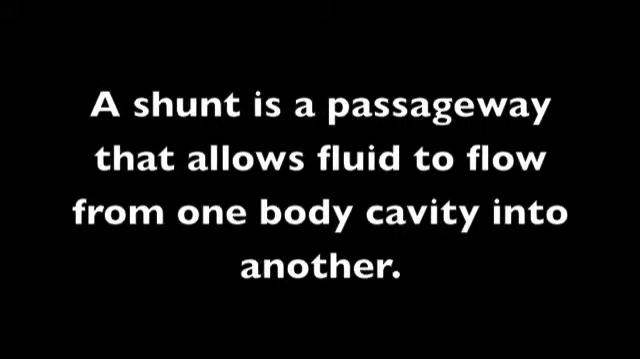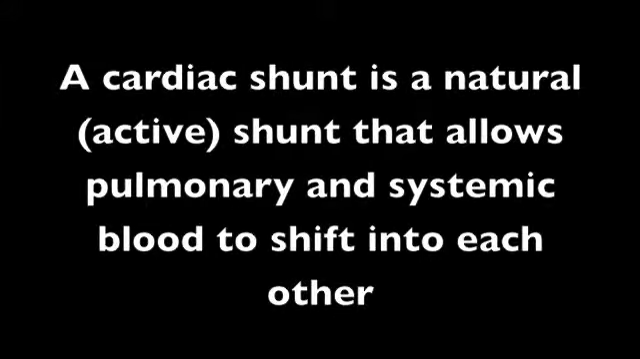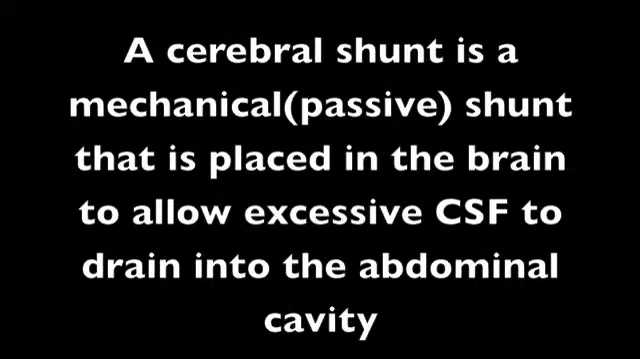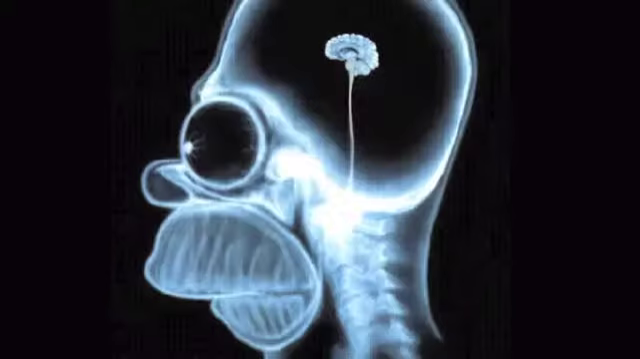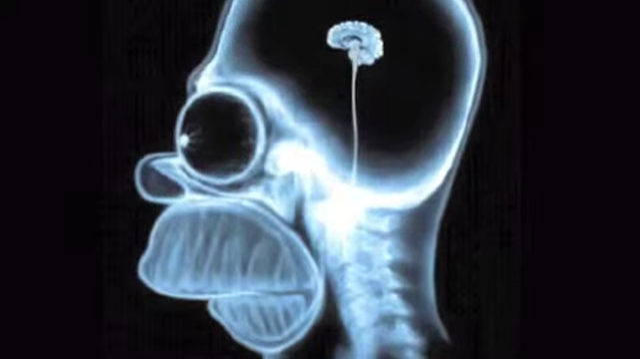A shunt is a passageway that allows fluid to flow from one body cavity into another. A cardiac shunt is a natural shunt that allows pulmonary and systemic blood to shift into each other. A cerebral shunt is a mechanical shunt that is placed in the brain to allow excessive cerebral spinal fluid to drain into the abdominal cavity.